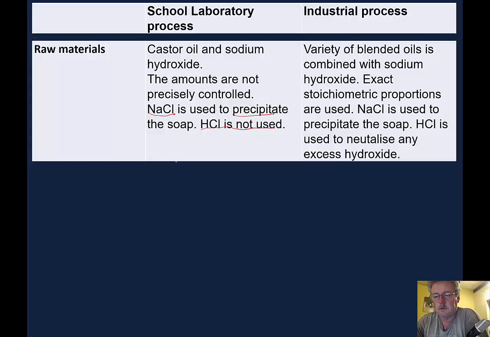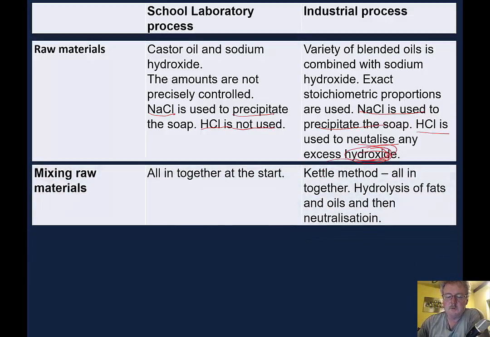In industry, and things on a much larger scale, they have a variety of blended oils with sodium hydroxide. They use the exact proportions. They don't want waste materials, they don't want extra product, they don't want extra of one of the reactants. So they need the exact right amount. Remember, they're doing this for yield and for minimal expense. Sodium chloride is used to precipitate the soap, so the same as in the school example. However, they use acid to neutralise any excess sodium hydroxide.